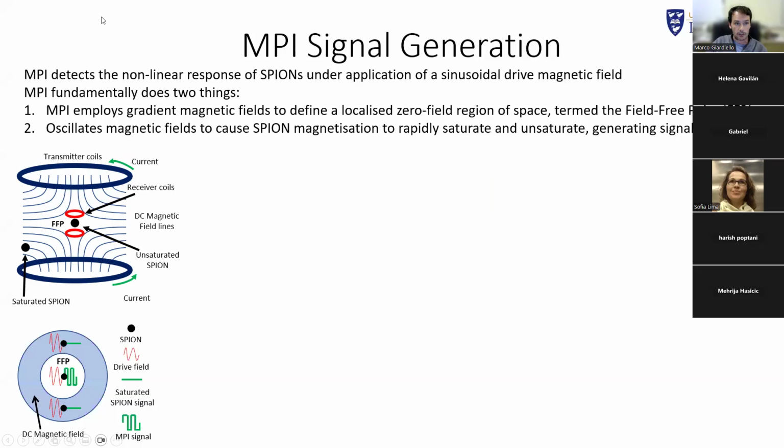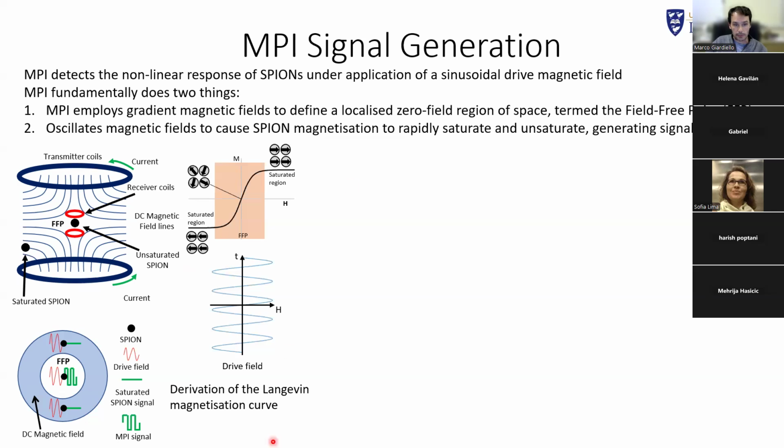And then the second thing it does is it oscillates a magnetic field across everything, but logically, the only particles that would respond to that field are the particles present in the field-free point. I've drawn a very simplistic diagram here. If you apply a drive field to this particle here, it's fully saturated in the strong magnetic field gradient, so it's not going to give any kind of response. Whereas when that field is pushed over the field-free point, your particles will react to the presence of that drive field, and it will then give a signal.